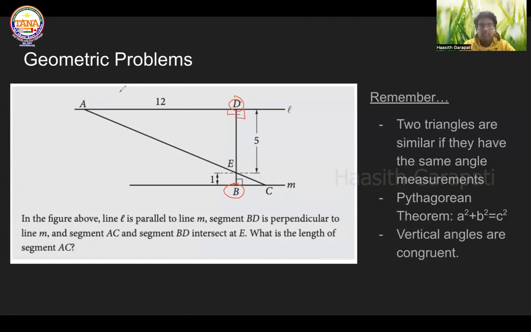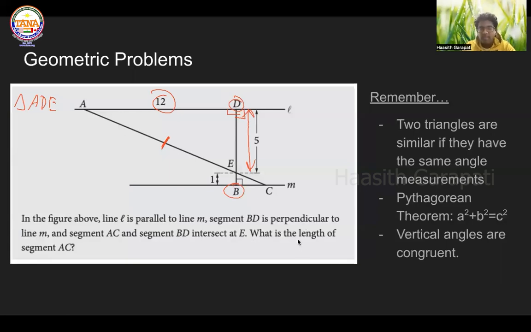So we know that triangle ADE is a right triangle because it has a perpendicular angle. And already we see they give us the side length of DE over here. It's 5, and the side length of AD over here is 12. We can use the Pythagorean theorem to find the side length of AE.